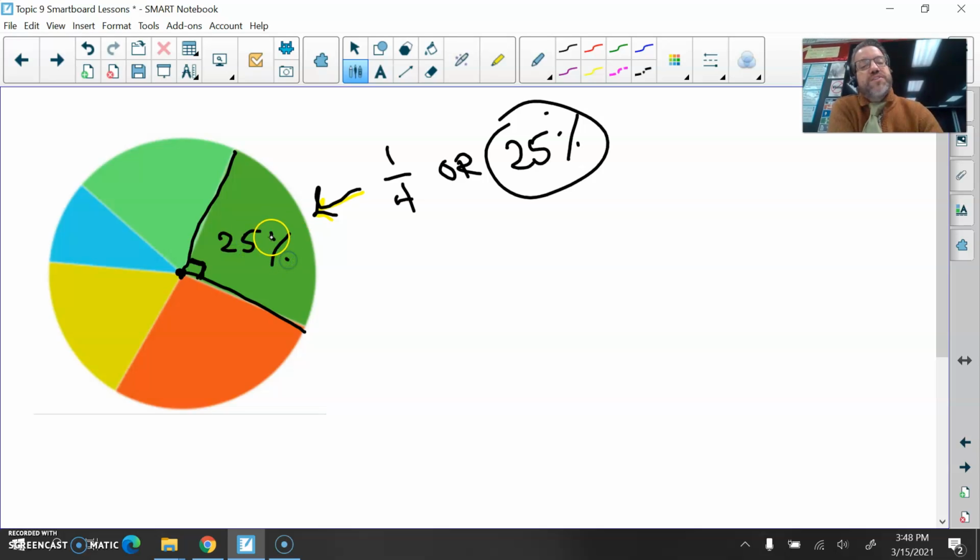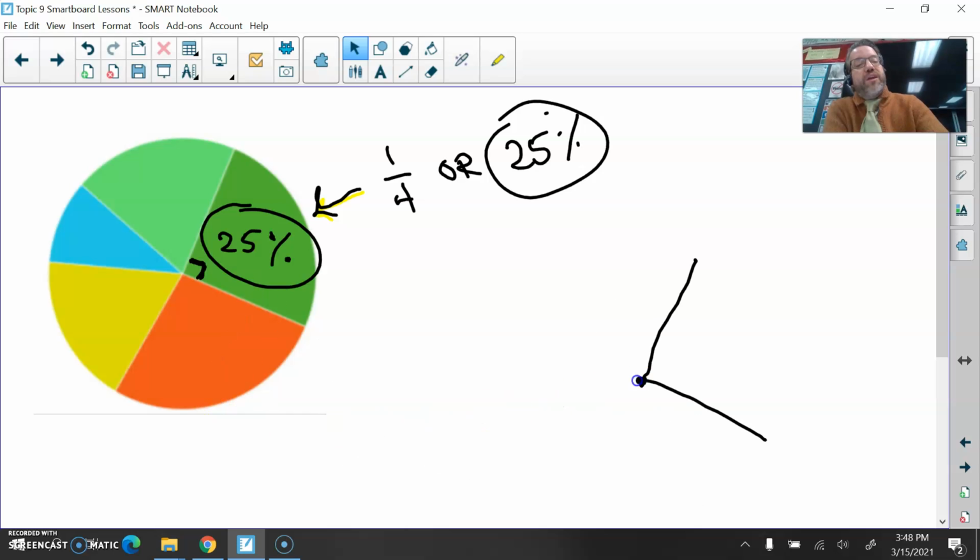Now, what do I want all the sections to total when I'm all done? Well, shouldn't they all add up to 100%? Wouldn't 100% be the whole thing? It would. All right, so let's see if I can make any other estimates here. That's 25%. And just to help us out, let's get these extra lines out of the way.